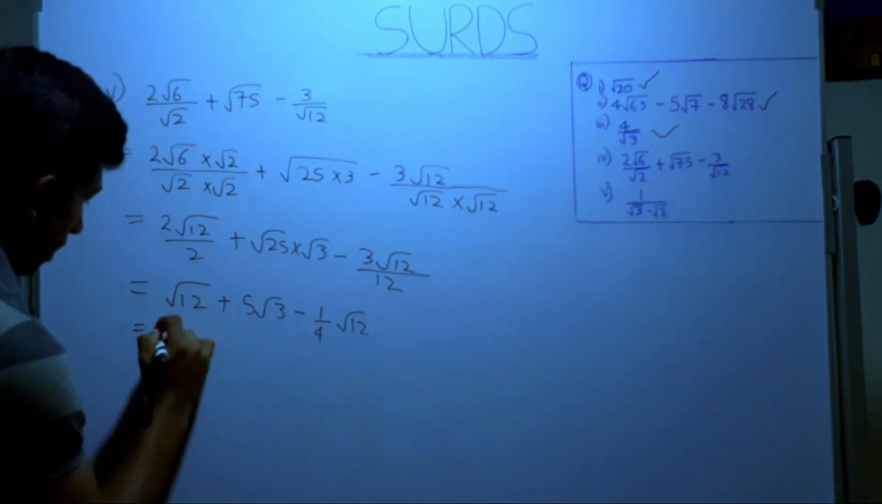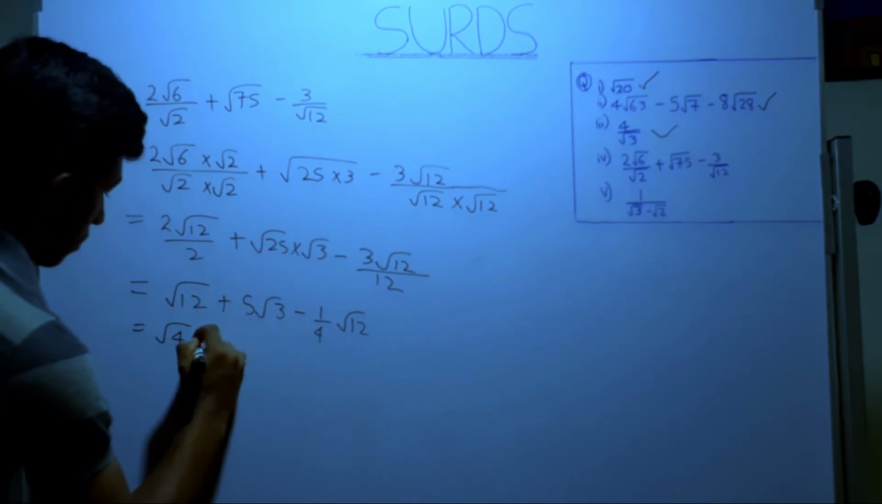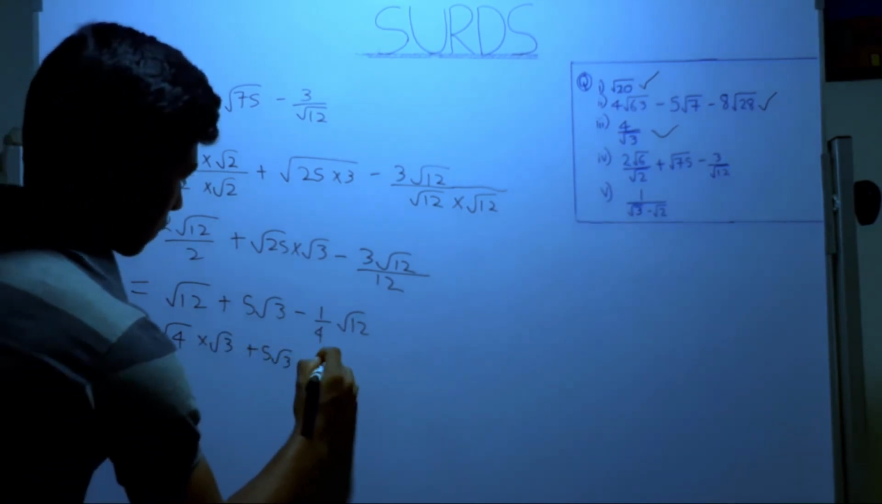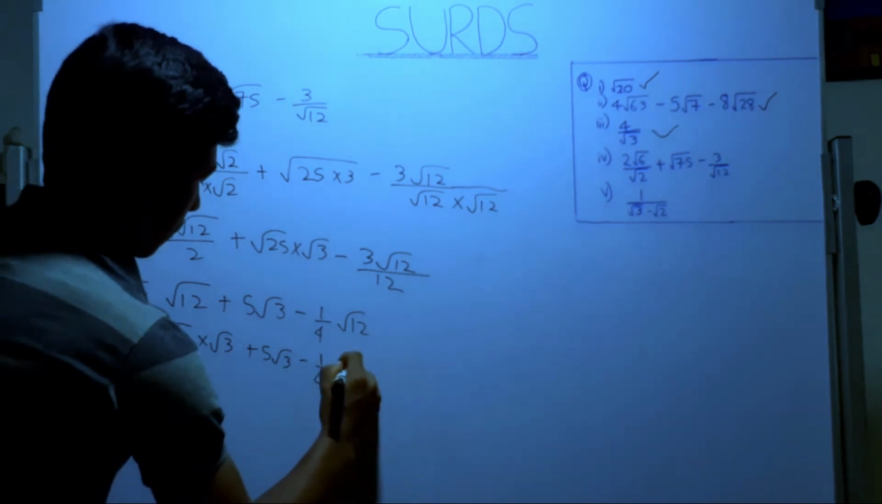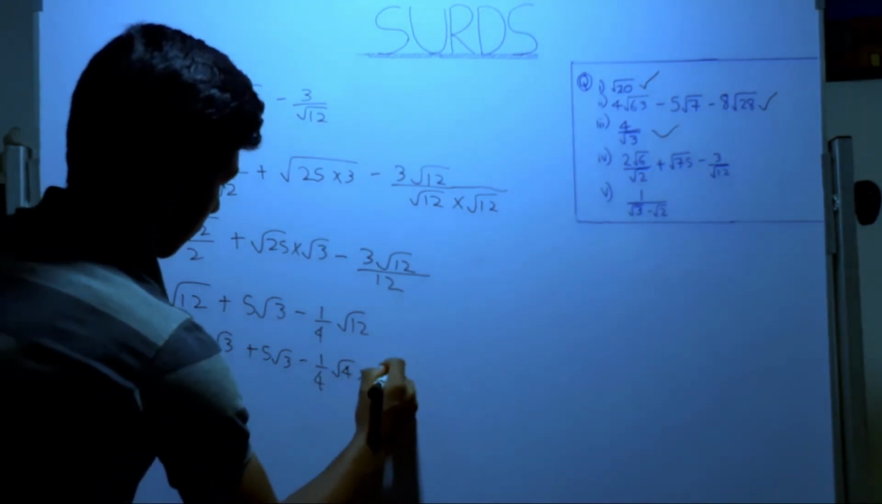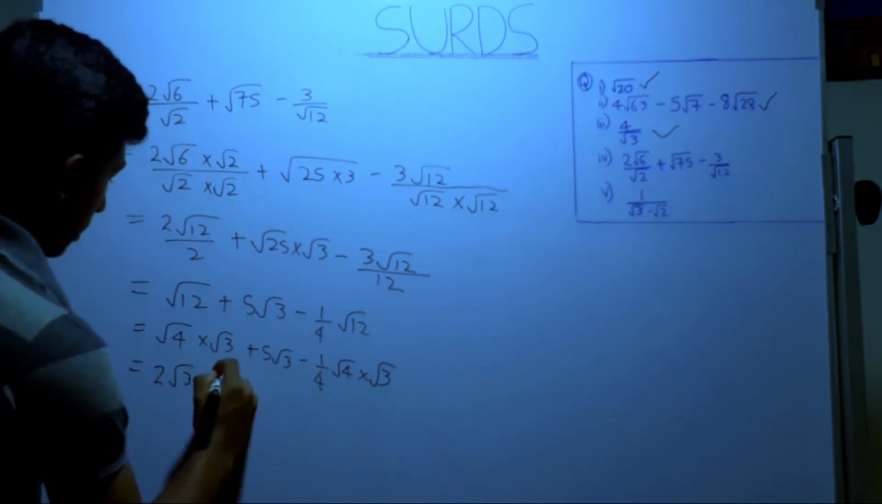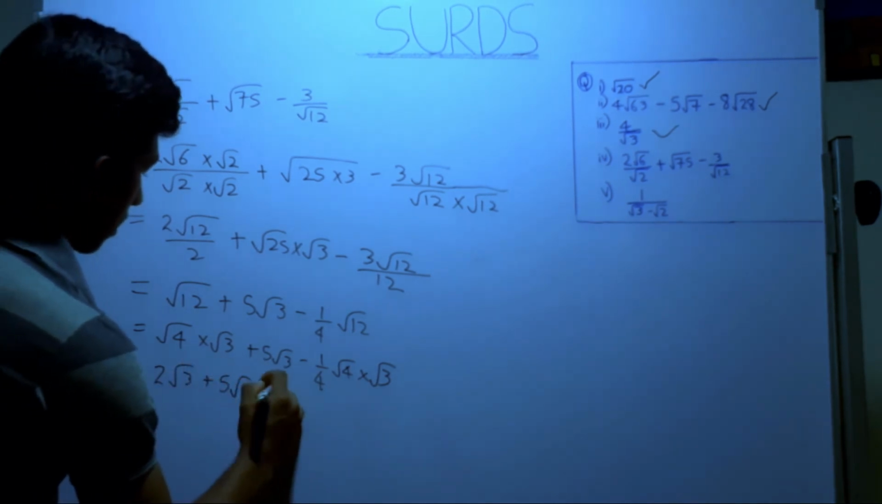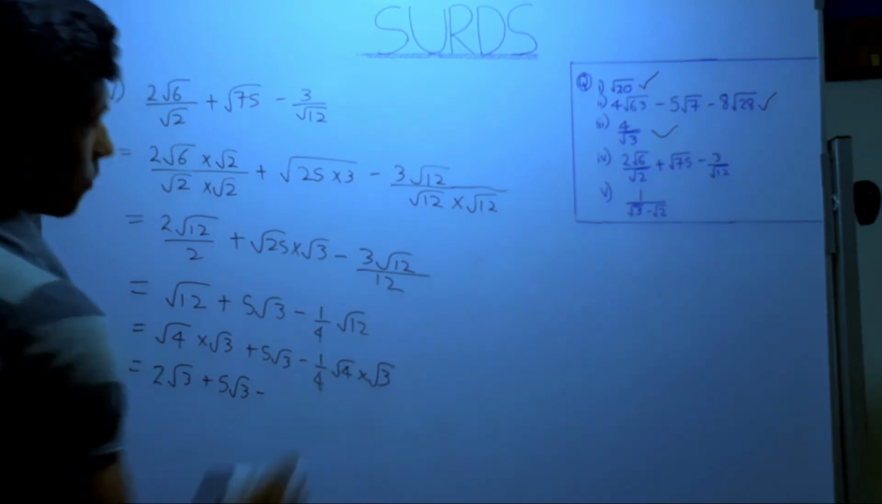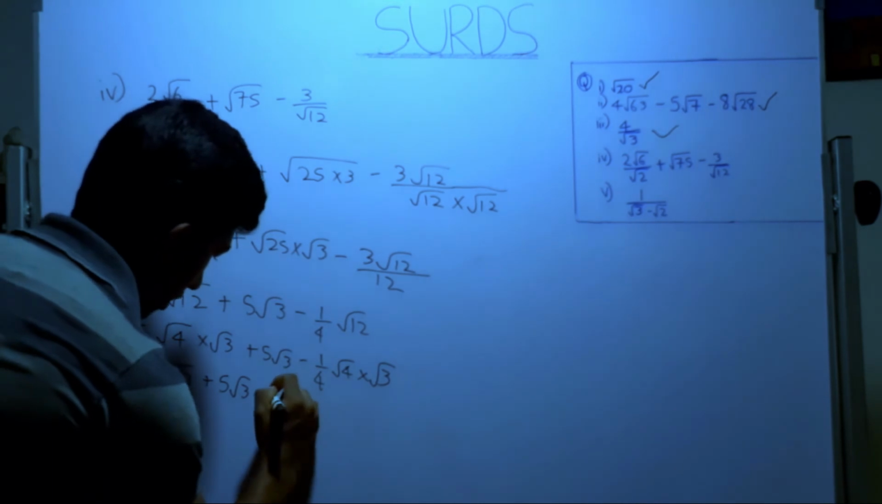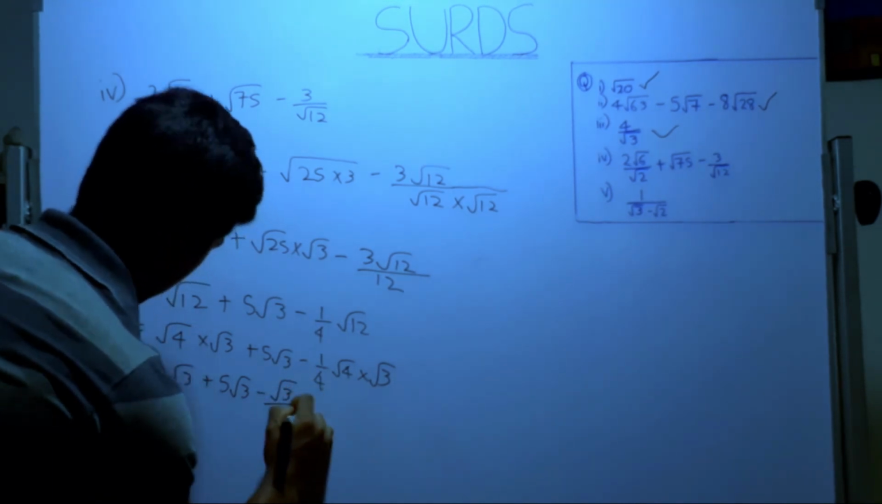So we'll go with that. So we can write it as root 4 into root 3 plus 5 root 3 minus 1 over 4 root 4 into root 3. So this we can write as 2 root 3 plus 5 root 3 minus root 4 is going to be 2. So 2 times minus 1 over 4 is going to be minus half.